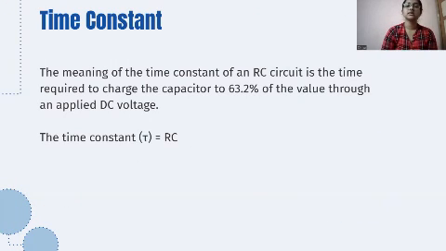The time constant of an RC circuit is the time required to charge the capacitor to 63.2% of the value through an applied DC voltage. It is denoted by tau, and the formula for the time constant is resistance into capacitance.